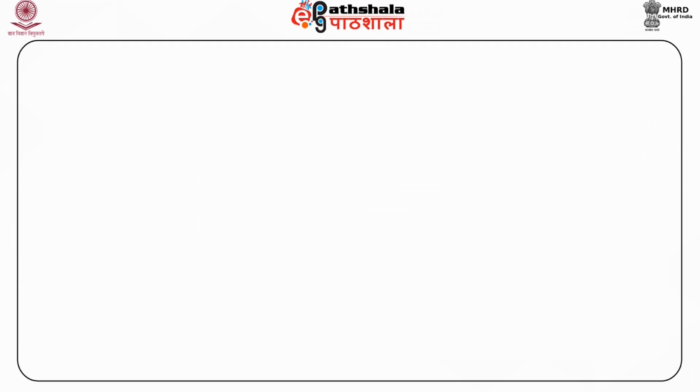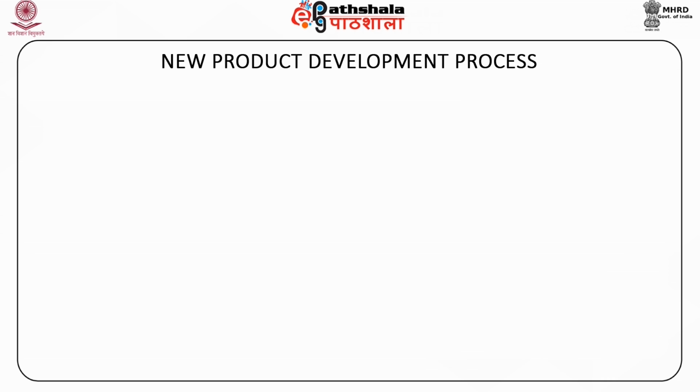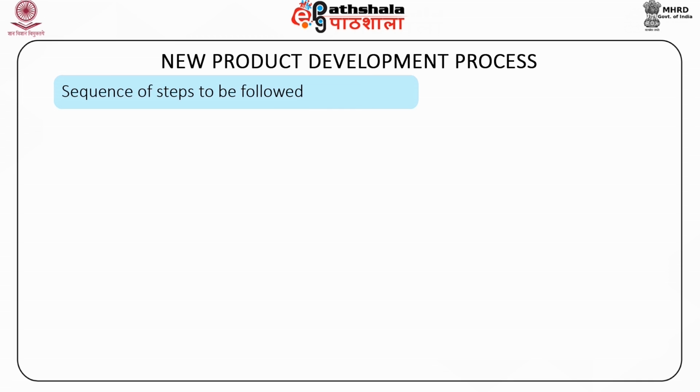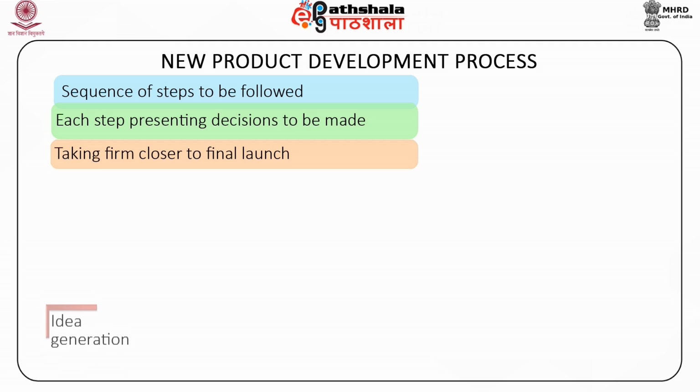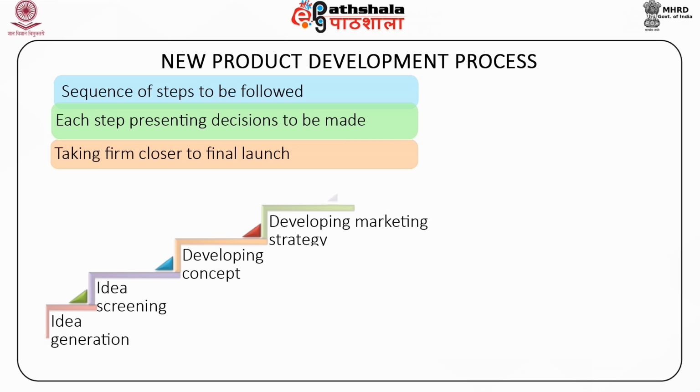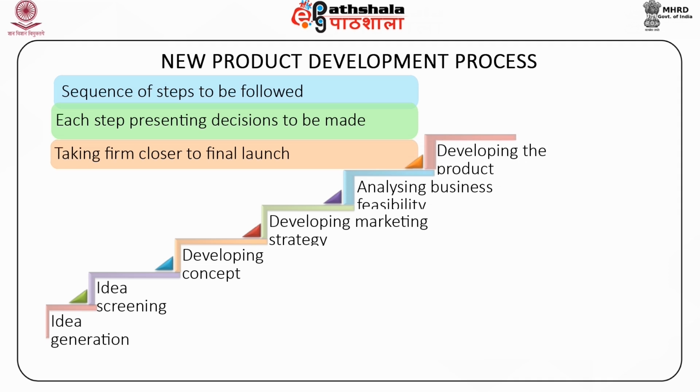This given diagram shall help us understand the process of new product development as typically carried out by firms. There is a sequence of steps to be followed, with each stage presenting decisions to be made in turn, taking the firm closer to the final launch. The process requires close cross-functional collaboration to make product launch a success. As we can see in the diagram, the steps in the new product development process are idea generation, idea screening, developing concept, developing marketing strategy, analyzing business feasibility, developing the product, test marketing, launching the product.